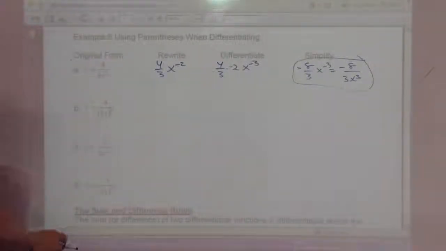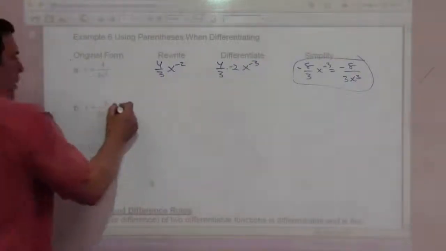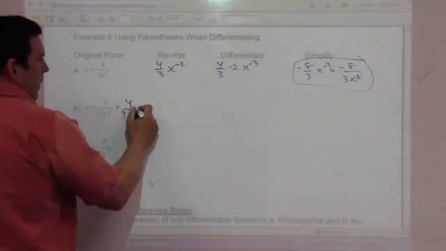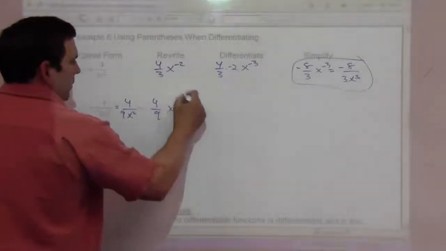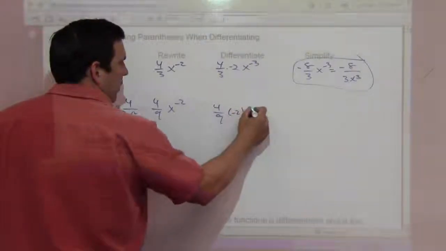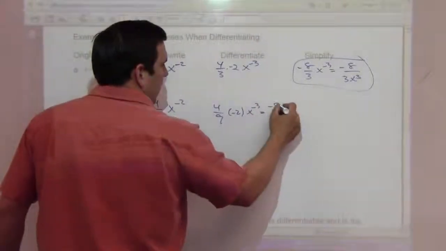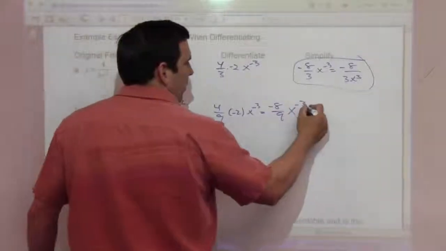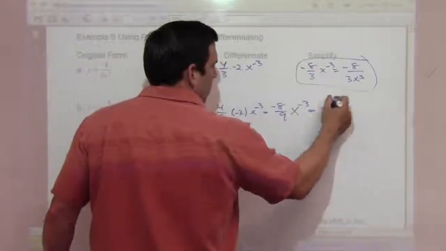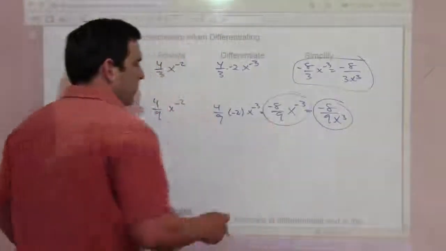Now we have y equals 4 over quantity 3x squared in the denominator. This would become 4 over 9x squared. So rewriting this is 4/9 x to the negative 2. That's going to be 4/9 times negative 2 x to the negative 3, or negative 8/9 x to the negative 3, which is negative 8 over 9x cubed.